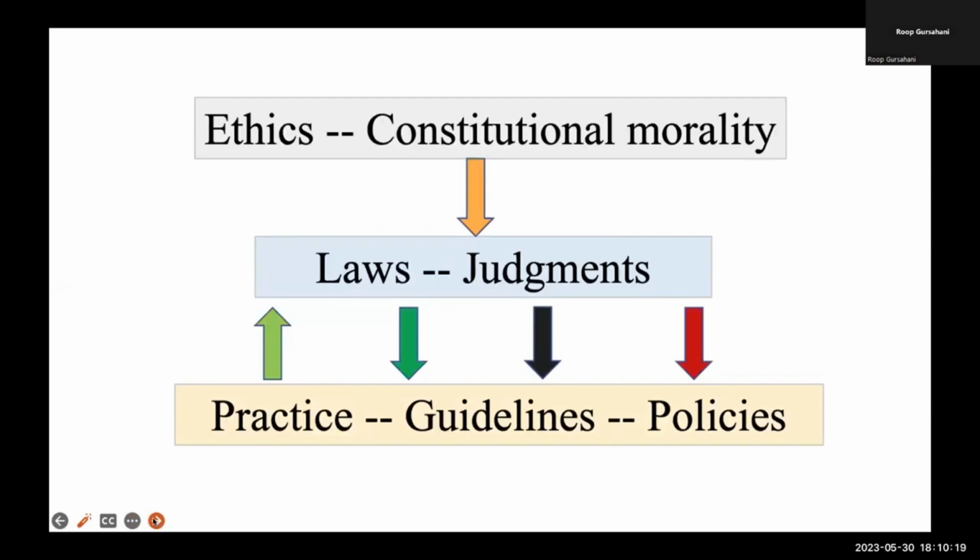If you look at the way we function, the framework is that we follow a way of practice. Typically, societies make guidelines. There are policies that may come from government as well. On the broader overarching frame, there are ethics, and you may have heard this term from the Supreme Court recently. It's called constitutional morality. Between the two of them, laws that are passed by the government and judgments that are passed by the judges actually frame the limits of what we can do and can't do.